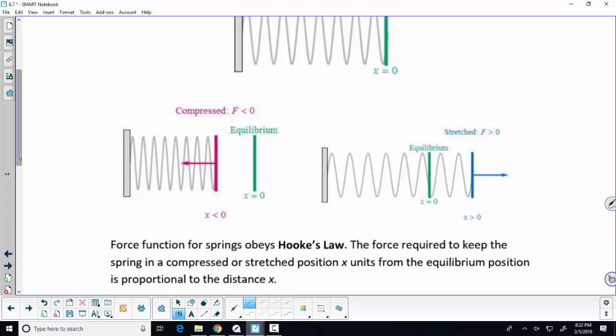The equilibrium is at x equals 0, right? Yeah. Right, yep, exactly. Okay.